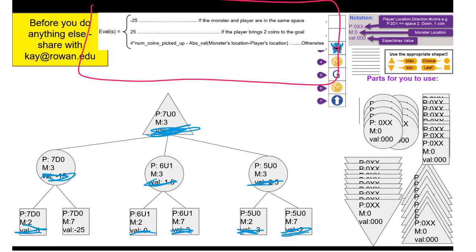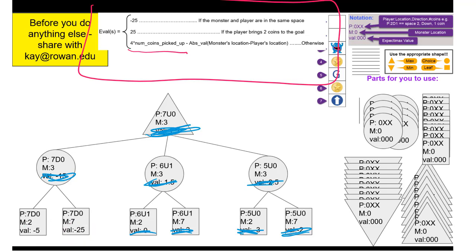The rest of them you need to actually figure out the values. So for example, let's just go through it really quickly. It's 4 times the number of coins picked up. In this one, we have 0 coins, so it'll just be 0 for that, minus the absolute value of the monster's location minus the player's location. So it's basically the distance between them. The distance between 7 and 2 is 5, so that turns out to be 0 minus 5 as the value. This one we already filled out with the value of negative 25.